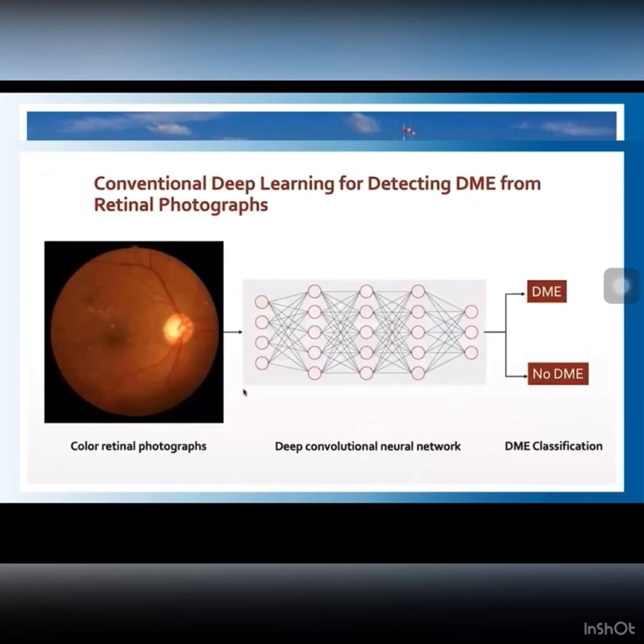So here's a conventional way of using deep learning for detecting diabetic macular edema from retinal photographs. We can train the algorithm using labels on the photographs based on the presence of hard exudates in the macula to classify the photos as having diabetic macular edema or non-diabetic macular edema.